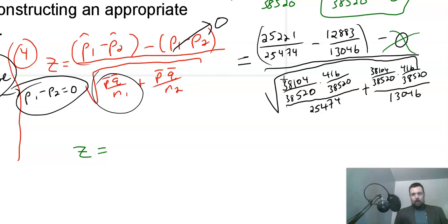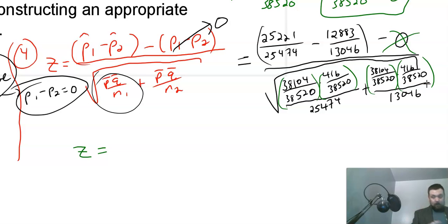Again, I would recommend putting these in parentheses just to make sure the order of operations works out exactly the right way. So when I do my square root symbol, it automatically puts a parentheses for what goes in the square root. But I'm going to put yet another opening parentheses for that first fraction. 38104 divided by 38520. Close the parentheses on that fraction, times new parentheses, 416 divided by 38520. Close the parentheses on that. Divided by 25474. That's the first fraction.